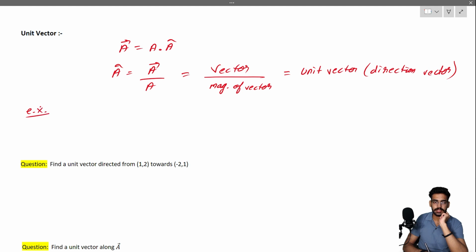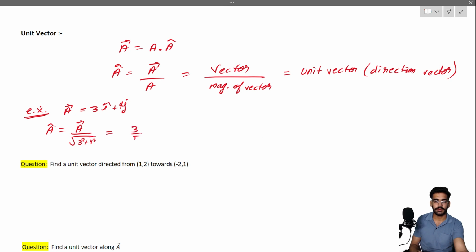Example we have, let's say A vector is given 3 i cap plus 4 j cap, and I want to find out the A cap. So A cap is basically A vector divided by magnitude of A. Magnitude of A is how much? Under root of 3 square plus 4 square, that is 5. So 3 by 5 i cap plus 4 by 5 j cap. This is my unit vector. Okay, if you check the magnitude of this, it is going to come 1.